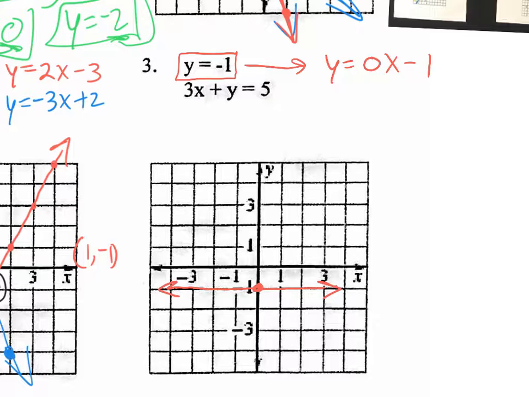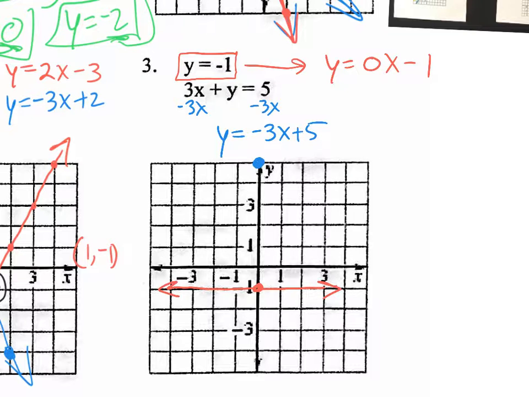Now the other one's not ready to graph. I'm going to use a different color for the other one. I want to subtract 3x, subtract 3x. Now it is going to be ready to graph. Y equals negative 3x plus 5. Where does it cross the y-axis? 5. Way over here on the edge.